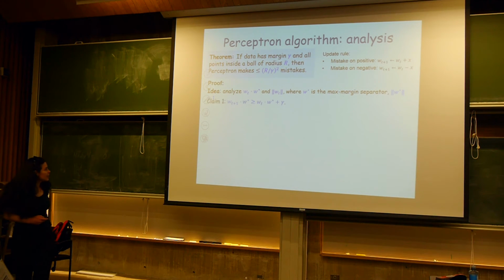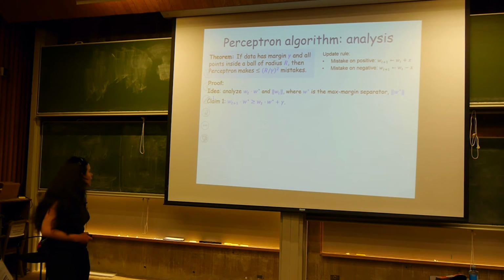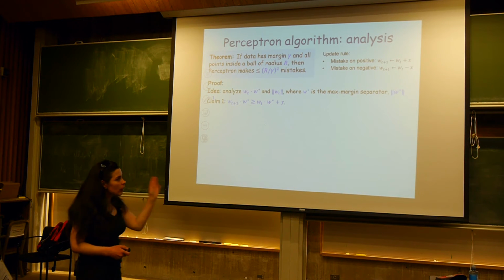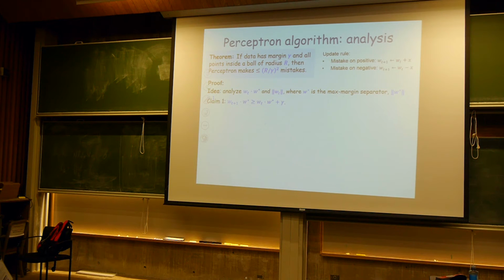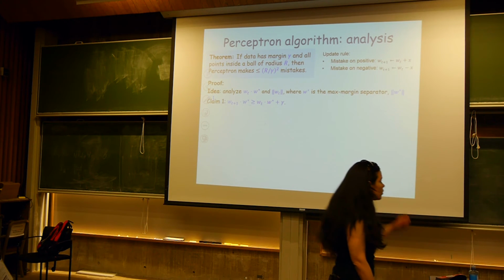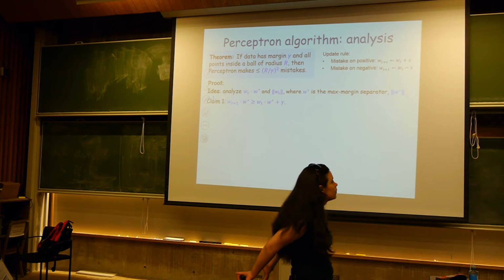So the very first claim, I have two claims. I'm also just assuming, for simplicity, that W star is the maximum margin separator, and that the length of W star is 1. I can always renormalize that. So I'm going to assume that W star is of length 1.